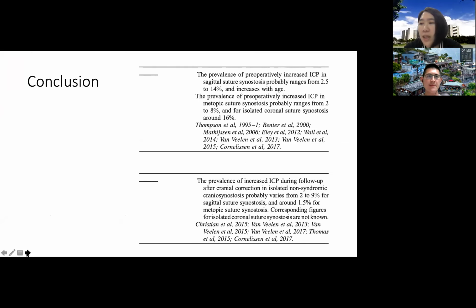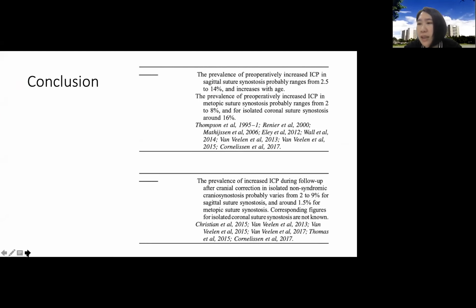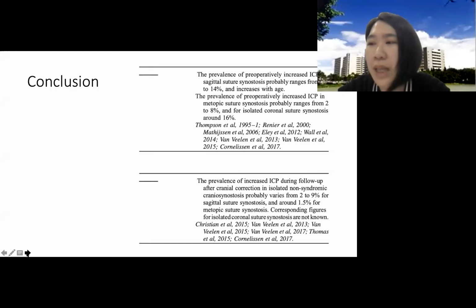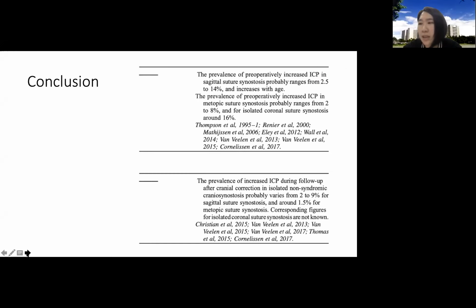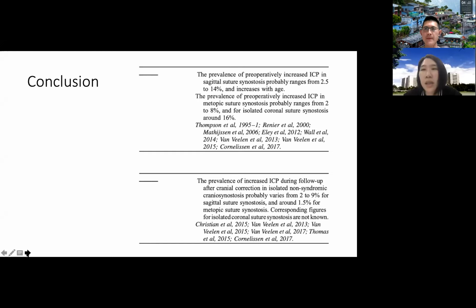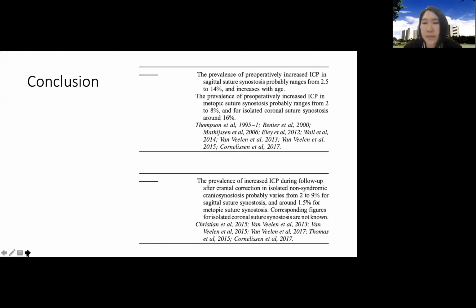Preoperatively, the incidence of increased intracranial pressure in sagittal ranges from 2.5 to 14% and increases with age. For metopic, it ranges from 2 to 8%, and for unicoronal, it is around 16%. After surgical correction, the incidence for sagittal is 2 to 9%, and for metopic it is around 1.5%.